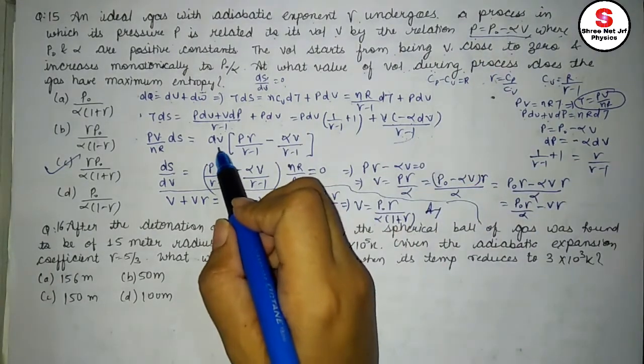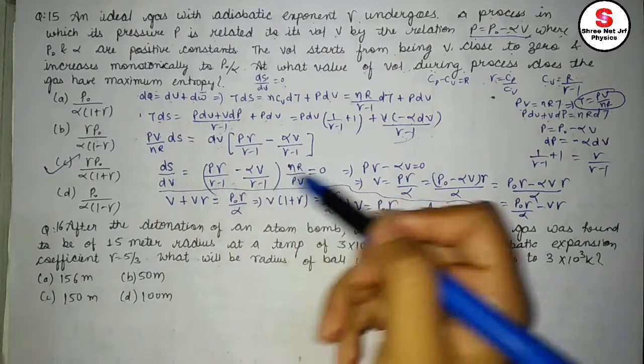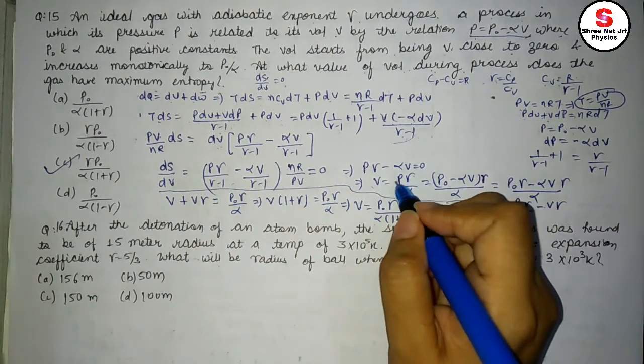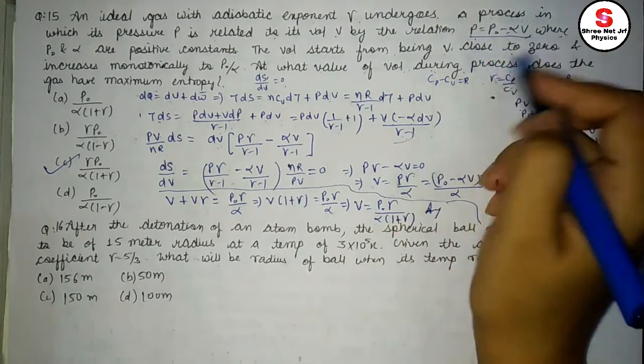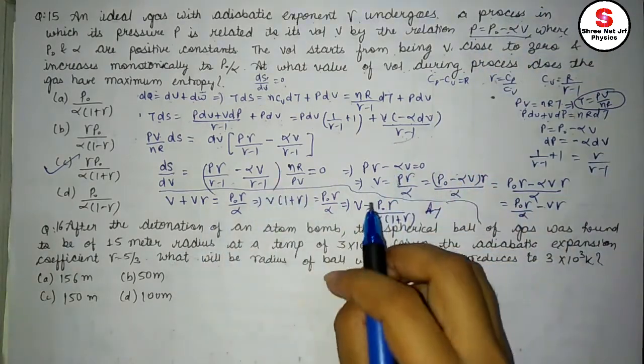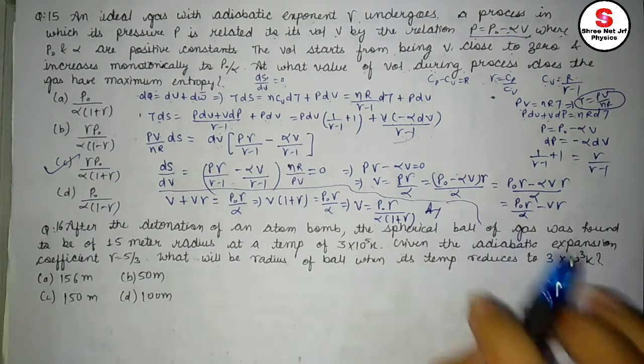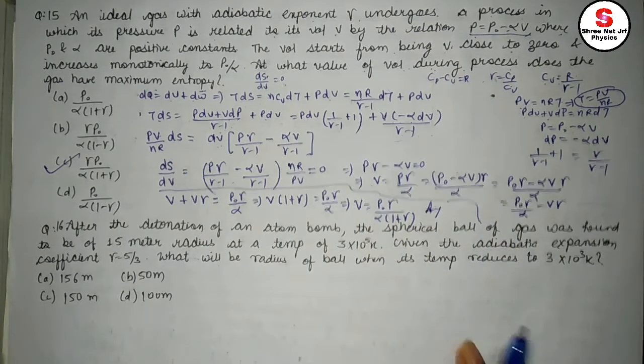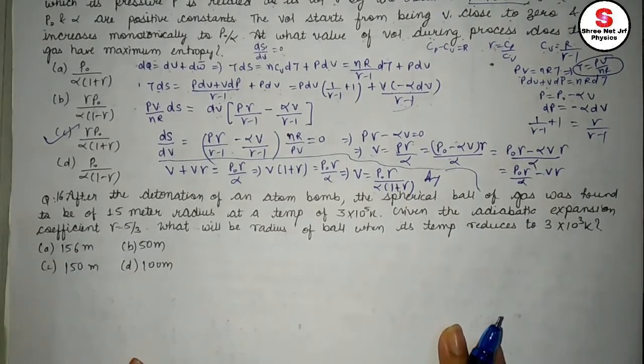Just take dV common, then dS by dV, equate it to 0, and you will get V equals P gamma by alpha. Because P also contains volume V, use this relation and solve further. It is a simple calculation. You will get the final volume V equals P naught gamma divided by alpha (1 plus gamma). Okay, so let's proceed to the next question.